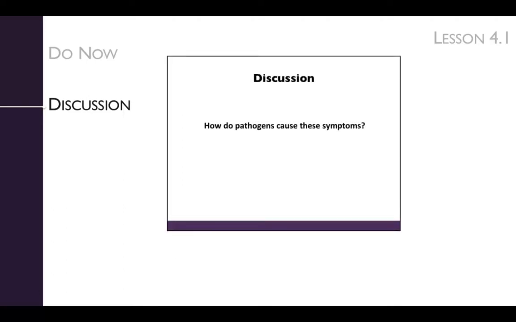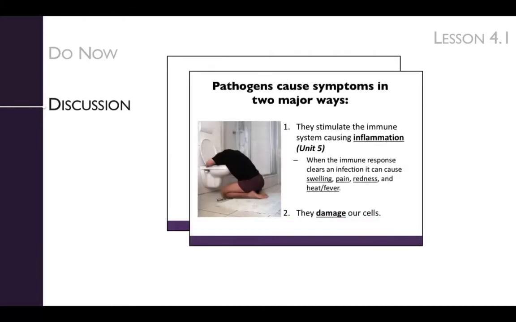We begin the Socratic discussion with the question, how do pathogens cause these symptoms? This introduces the idea that there are two mechanisms that lead to symptoms. First, pathogens stimulate the immune system, causing inflammation, which includes swelling, pain, redness, and fever. The immune response also leads to symptoms like coughing, sneezing, diarrhea, and vomiting. Second, pathogens damage our cells, leading to a loss of function and symptoms.